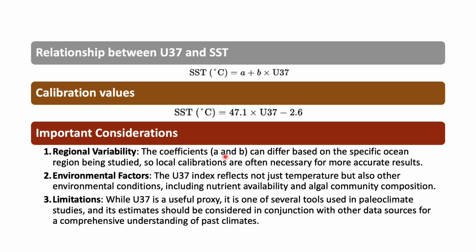So what are A and B? The A and B are basically coefficients. They can differ based on the specific ocean region being studied. So local calibrations are often necessary for more accurate results. So we have to use a calibration curve.